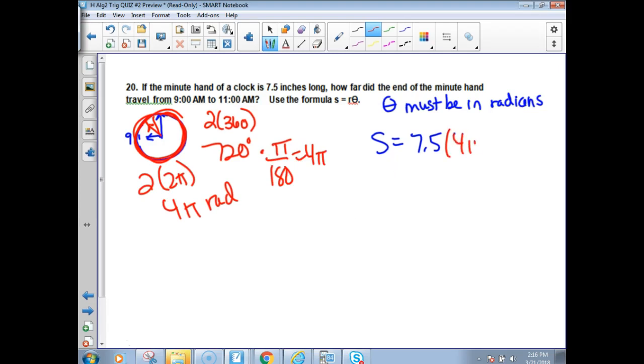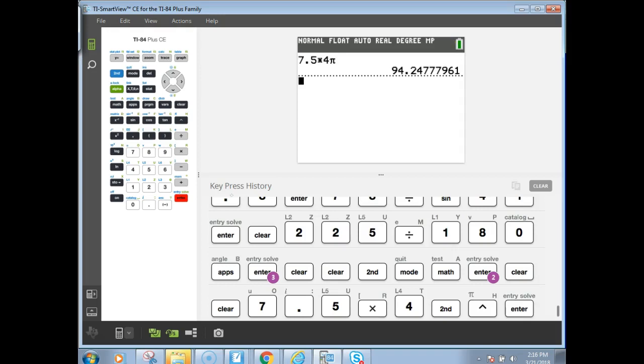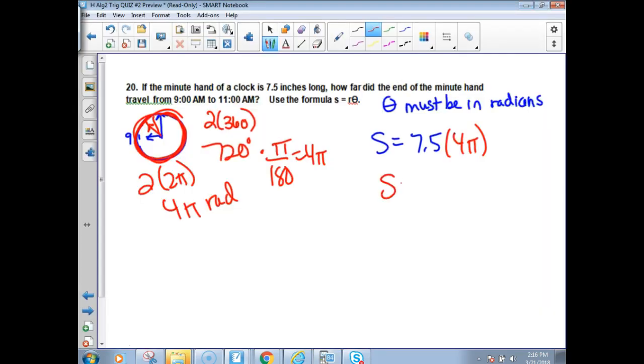So we're going to need to do 7.5 times 4 pi. Where's the pi? There we go. Got 94.2. So the length of the arc is 94.2 inches.